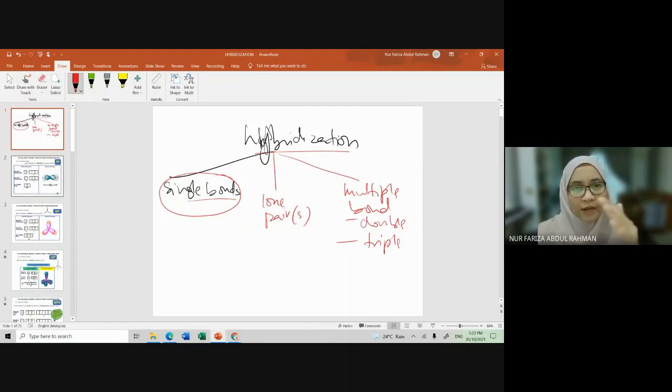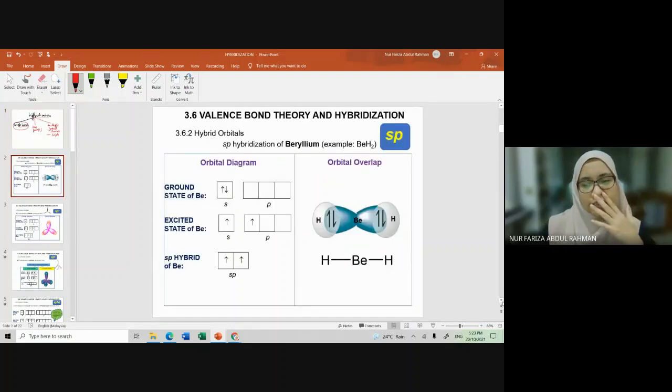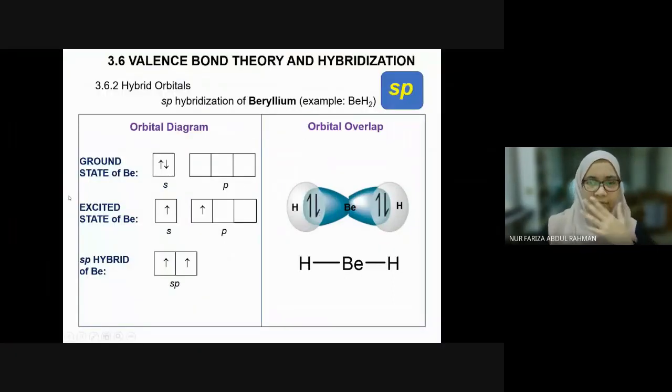So saya divide in terms of this. Later kita akan go through very quickly on the original slides. Okay, kenapa saya tak go through based on the original slide? Instead saya rearrange them. Okay, so we're going to start. Bismillahirrahmanirrahim. Okay, let's start with the first type of hybridization, sp.